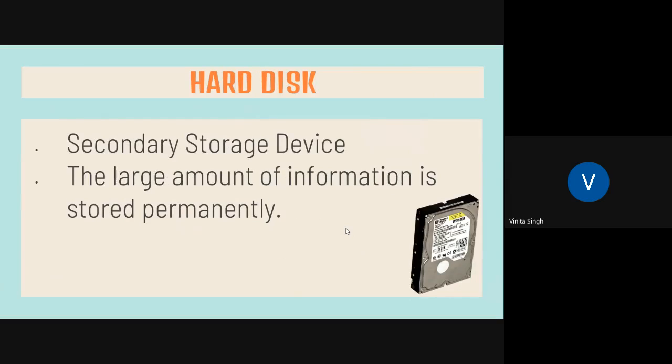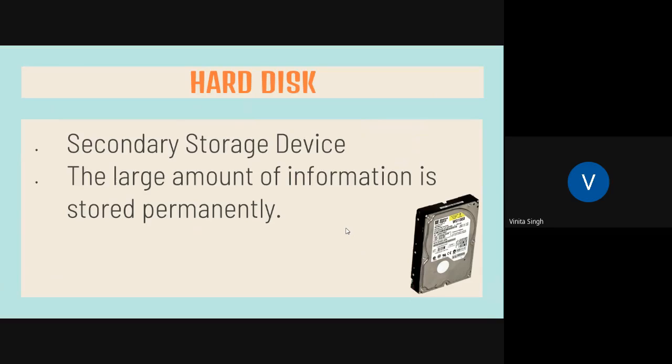Next we have the hard disk. The hard disk is the secondary storage device present inside the computer system where a large amount of information is stored, and that too permanently. But the CPU cannot directly fetch the data from the secondary storage device. It needs the help of the primary storage device, as we have studied earlier in our last lecture.